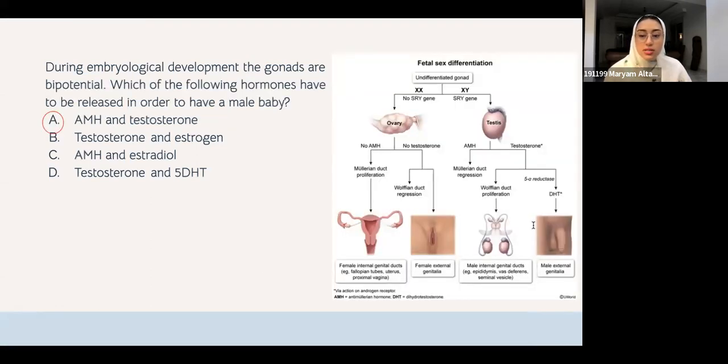So the answer here is anti-Mullerian hormone and testosterone. AMH causes Mullerian duct regression. Testosterone causes proliferation of the Wolffian duct, and dihydrotestosterone causes external male genitalia. So remember, here's all the internal organs except the prostate. All right?